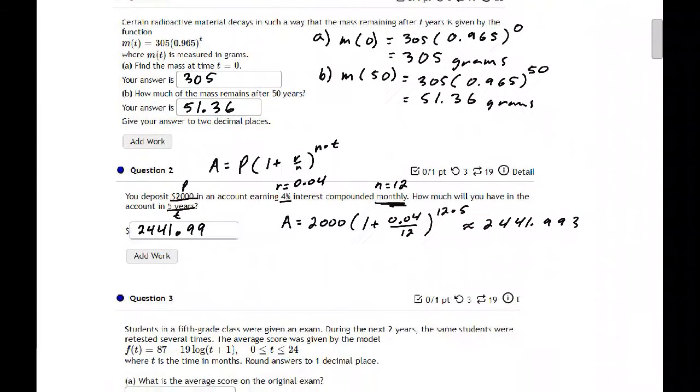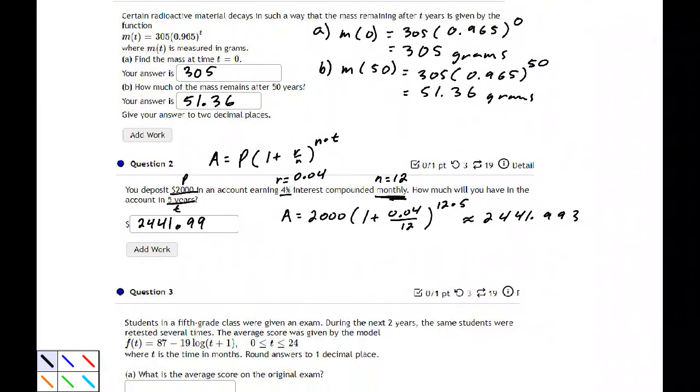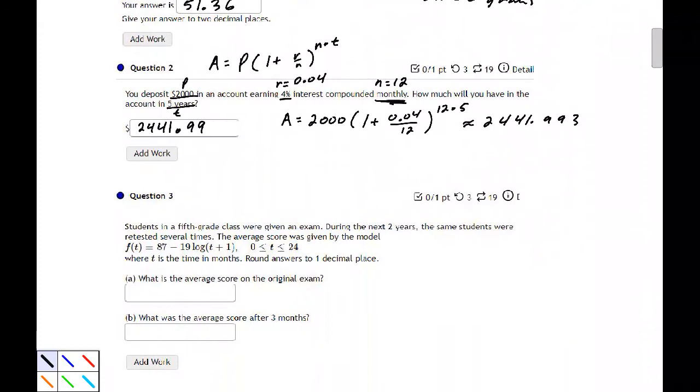Now for question 3, the final question of this objective, we're told students in a 5th grade class were given an exam. During the next 2 years, the same students were retested several times. The average score was given by the model f of t equals 87 minus 19 times log of (t plus 1) for t between 0 and 24 inclusive, where t is the time in months. Round answers to 1 decimal place.